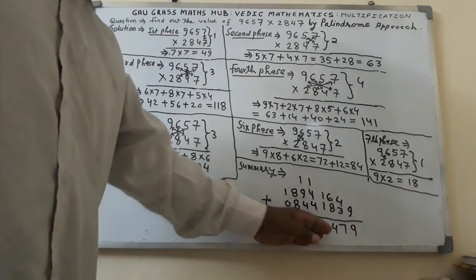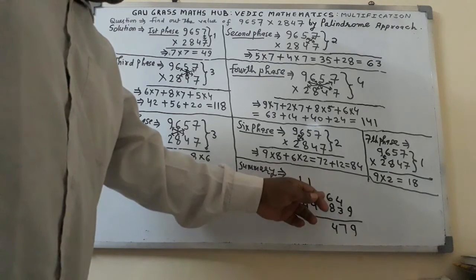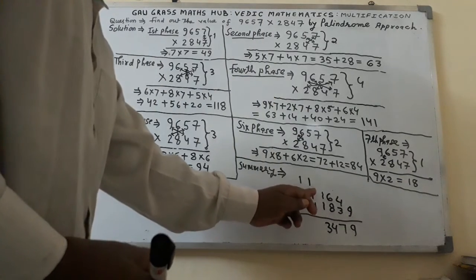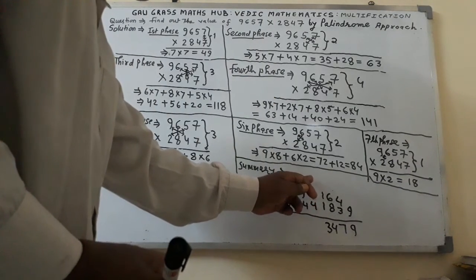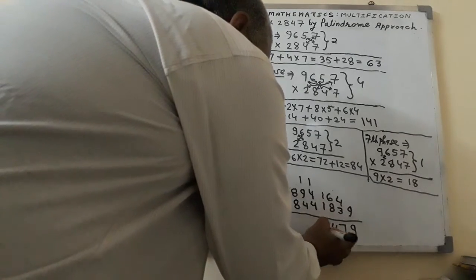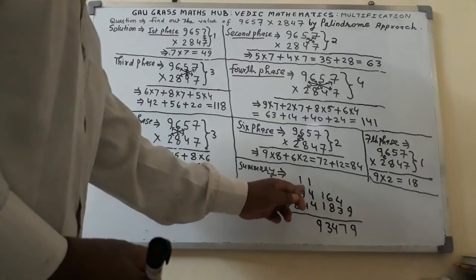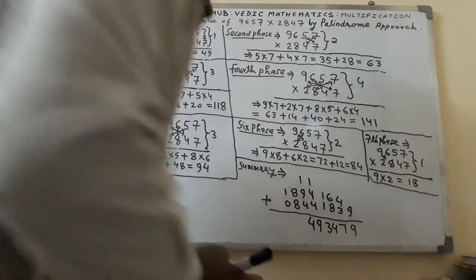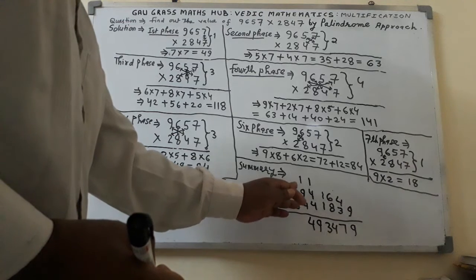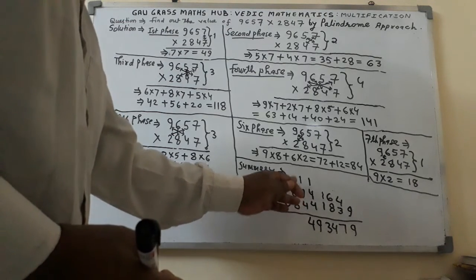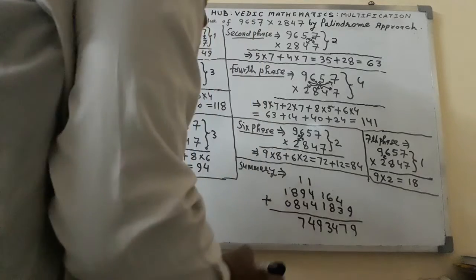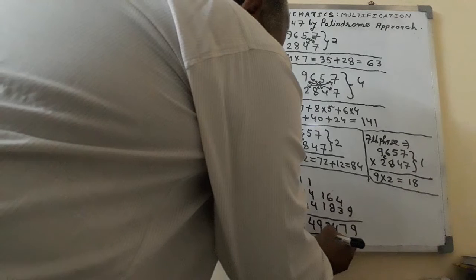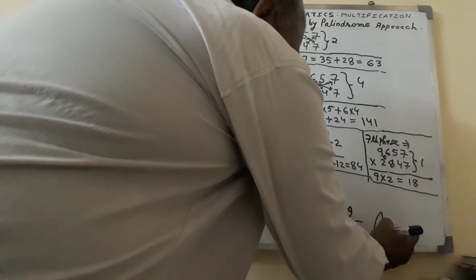8 plus 6 you will get 14, carry 1, 1, 2, 3, you will get 3. Here you will get 4 plus 4, 8, 8 plus 1, 9. Here you will get 9 plus 1, 10, 10 plus 4, 14. Here you will get carry 1, 8 plus 8, 16 plus 1, 17. Carry 1, 1, 1, 2. So this result you have got at last, that will be the correct answer.